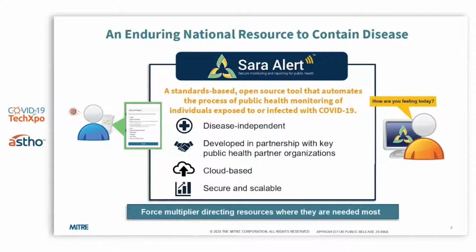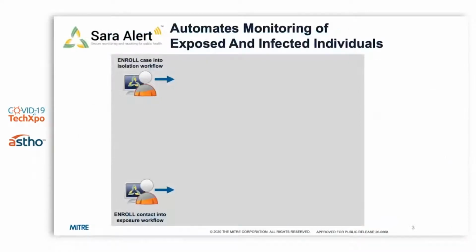So the system we have built is an enduring system for our nation that can last and prepare us for any future pandemic as it is now helping us manage COVID-19. So let me tell you a little bit about how the system works. We have two basic flows here. On the top, you can see the flow for people who are sick and in isolation. And on the bottom, you can see the flow for those who are exposed and go into quarantine. This is a tool to help public health do that in an efficient and effective way.